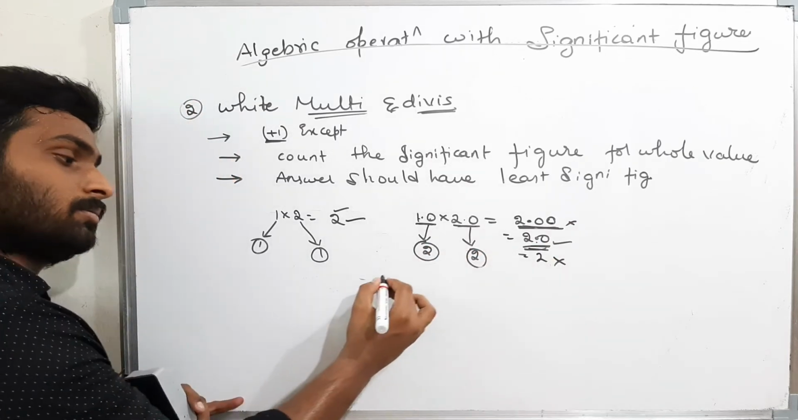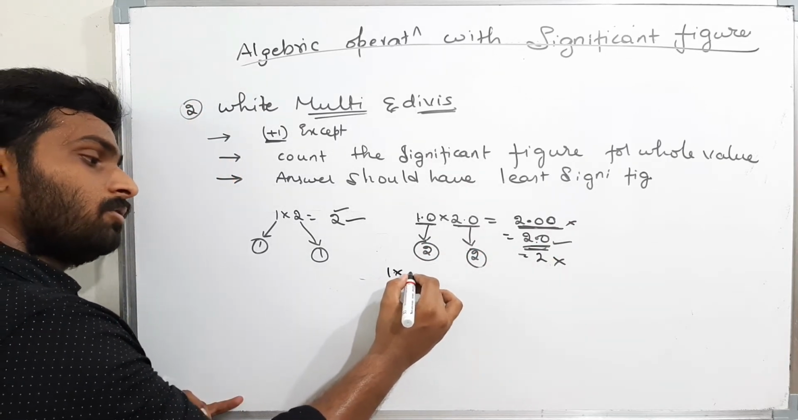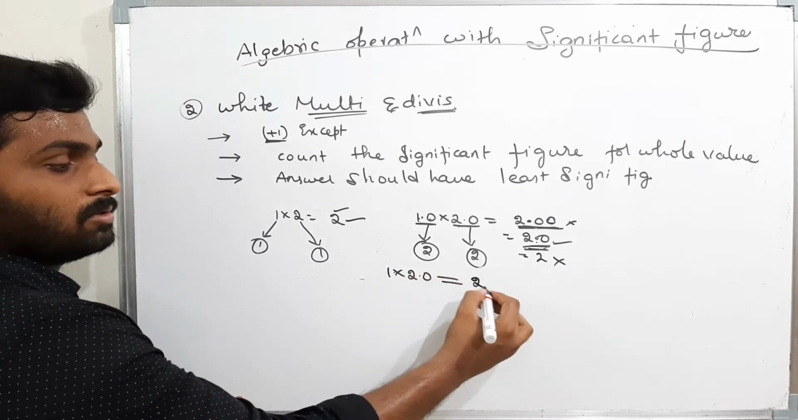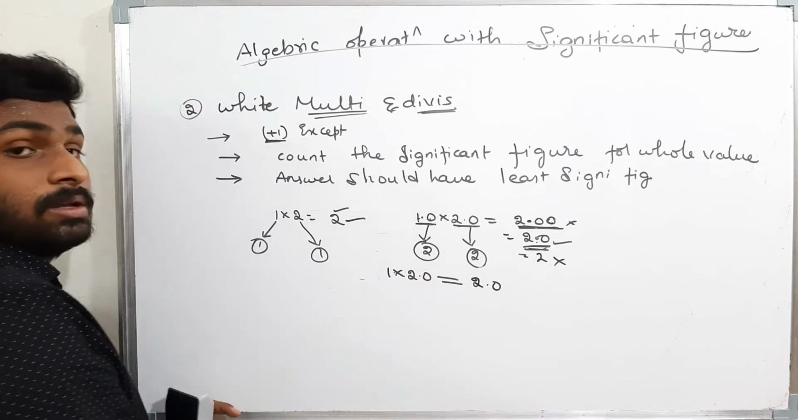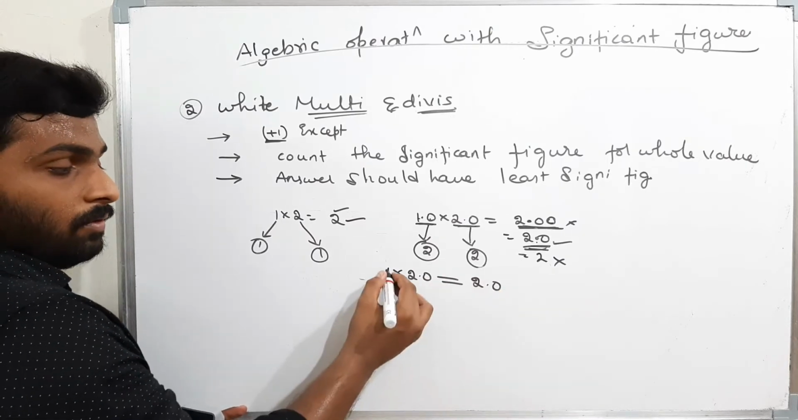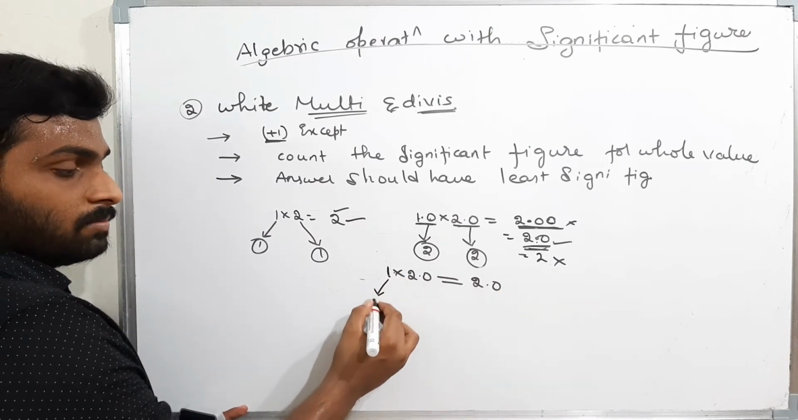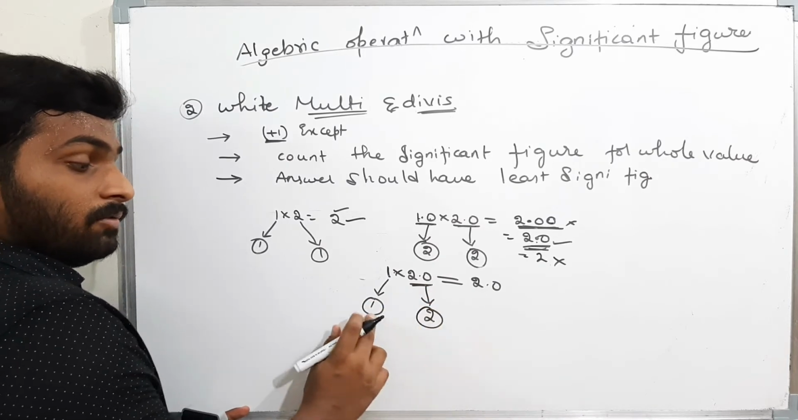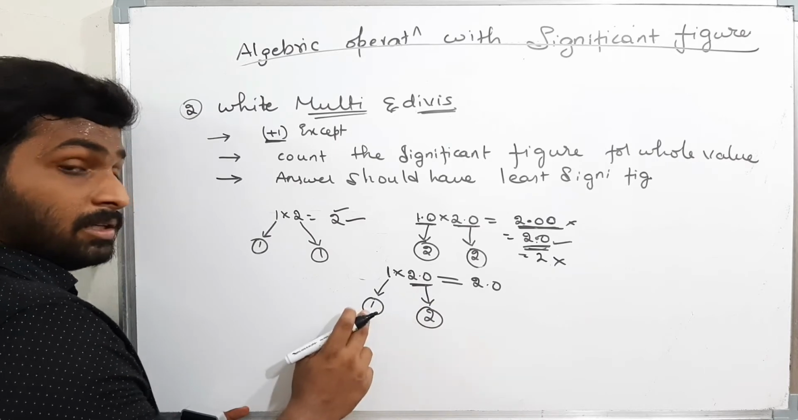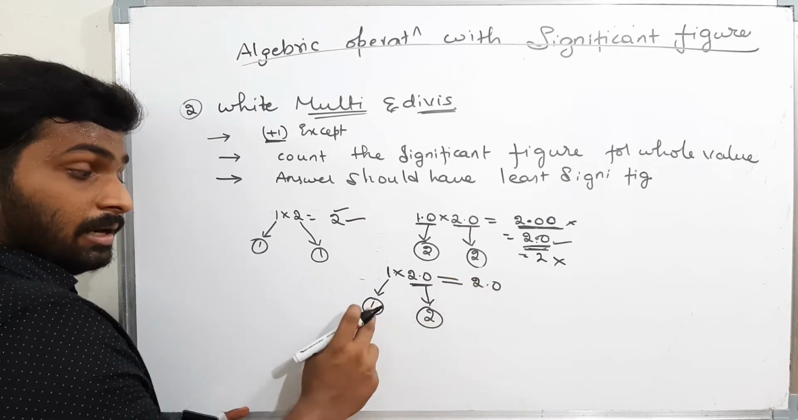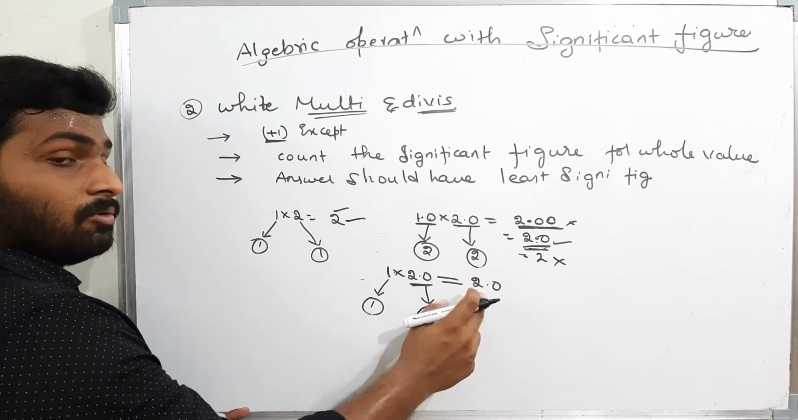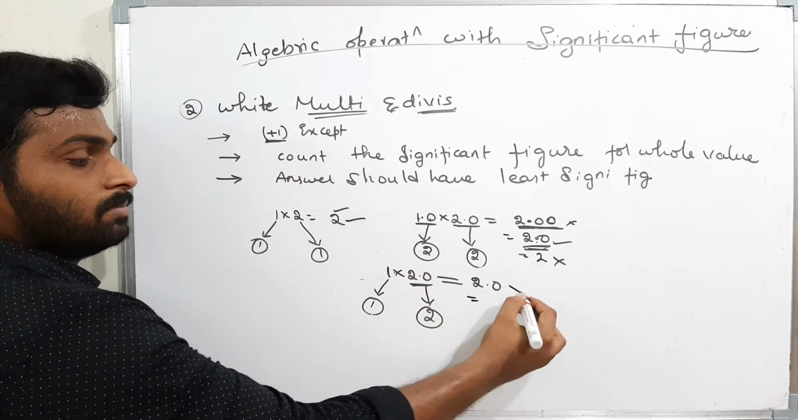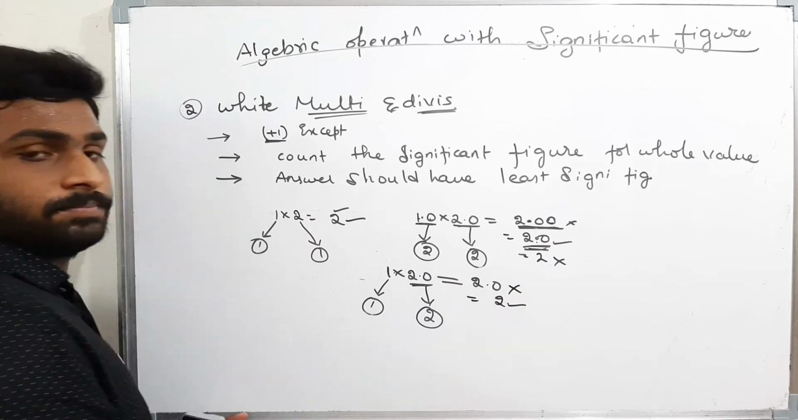Now we will see one more thing. 1 into 2.0. What is the answer for this? 1 into 2.0, the answer is 2.0. Now see here, we got 2.0. Now for 1, how many significant figures? 1. For 2.0, how many significant figures? 2. Which is having the least, 1 or 2? 1 is the least. Therefore the answer should also have the least significant figures. That means the answer should have only one significant figure. Therefore 2 is the right answer.